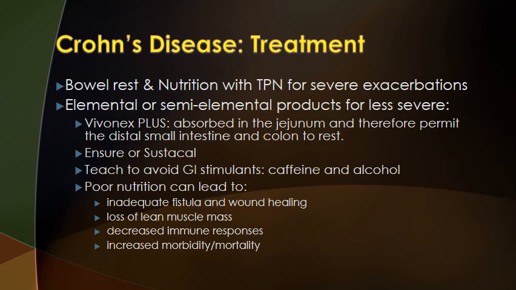Treatment, bowel rest and nutrition, as again, very similar. TPN is being used for severe exacerbation to support their nutritional needs. Again, you're going to see the Vivonex Plus being used. It's absorbed in the jejunum, and therefore it permits the distal small intestine and colon to rest. Ensure or Sustacal may be used in these patients. And they also need to be taught to avoid GI stimulants. Caffeine and alcohol are the two main ones listed in this particular section.